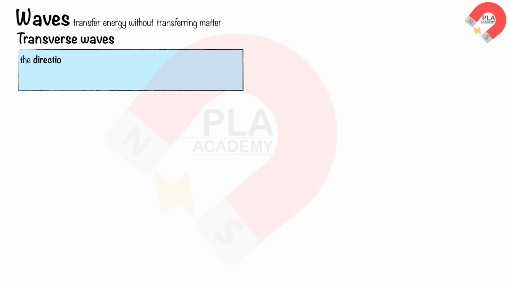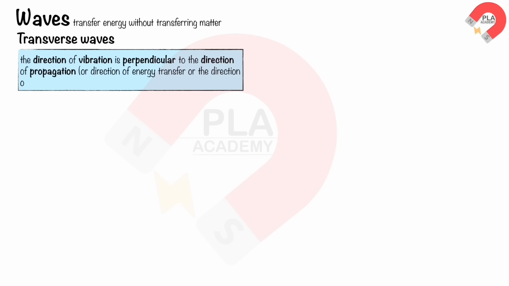Waves. Waves transfer energy without transferring matter. Waves are classified into two types: transverse waves and longitudinal waves. Transverse waves. In transverse waves, the direction of vibration is perpendicular to the direction of propagation, or direction of energy transfer, or the direction of wave travel. For example, water waves, seismic secondary waves, slinky waves and electromagnetic waves.